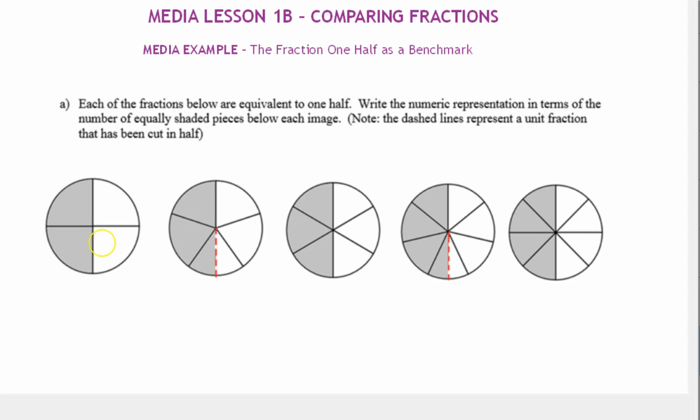So let's look at the first picture. This unit has been cut into 4 equal pieces and 2 pieces are shaded, so it represents 2/4. Let's skip to this one and we'll go back to the red dashed lines. This has 6 pieces and 3 are shaded, so this is equivalent to 3/6. And here we have 4 out of 8 pieces shaded.